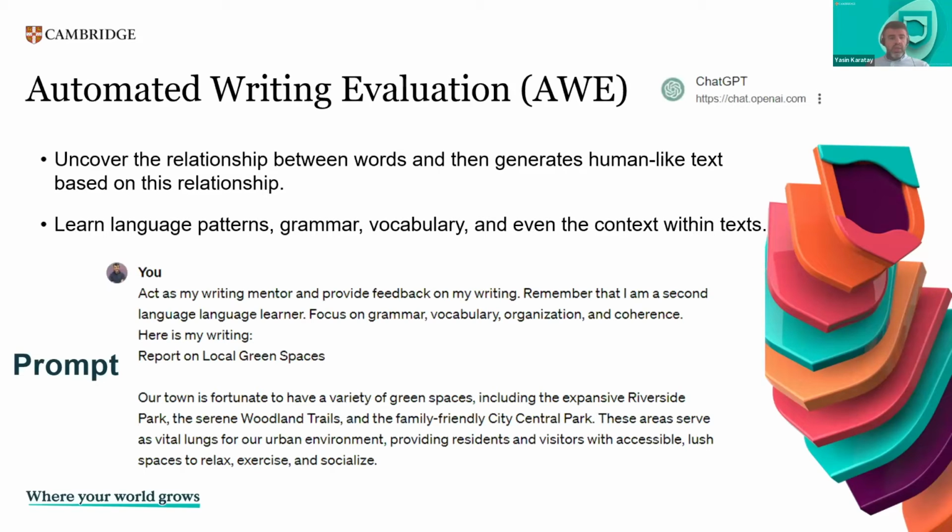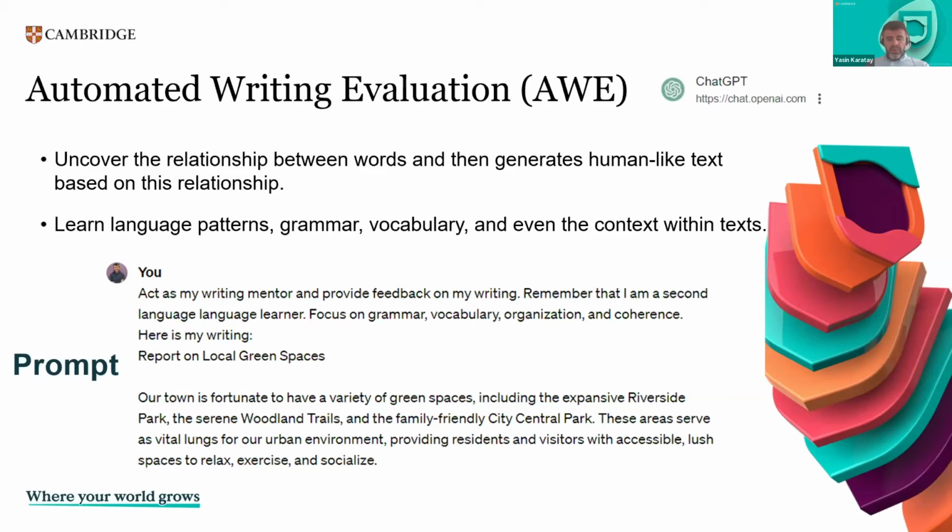Let me show you one example here. So this is how I interacted with ChatGPT to get some feedback for my writing. This is just a very basic example, but I'm gonna show you a couple of tricks as well. So what you see here is my prompt, which is the thing that I want ChatGPT to do for me. So here I said, act as my writing mentor and provide feedback on my writing. And remember that I am a second language learner and focus on grammar, vocabulary, organization, and coherence. And here's my writing. So then I just copied and pasted my text over there.